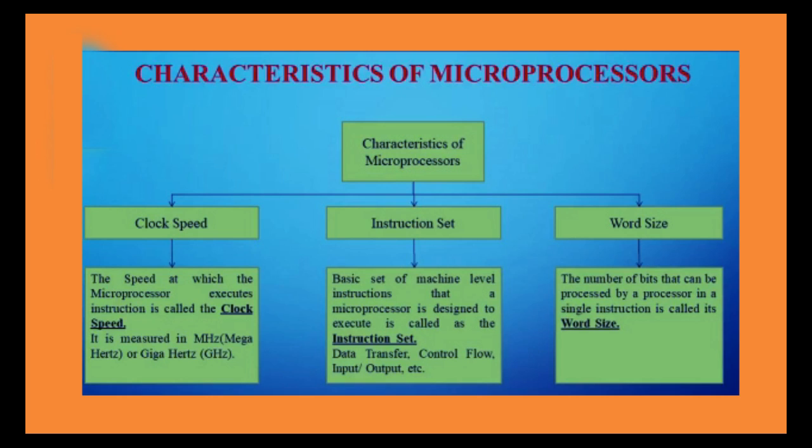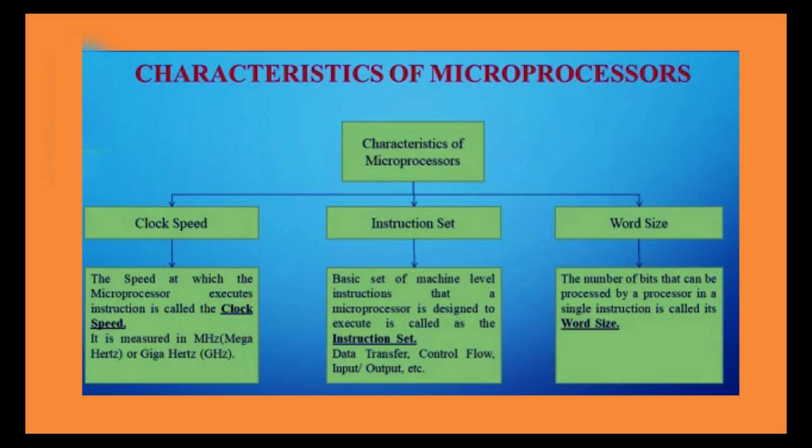The number of bits that can be processed in a single instruction is called its word size. The term bit we have already discussed in the number system in chapter 2. It means binary digit. The number of bits processed by the microprocessor in a single instruction is called word size.